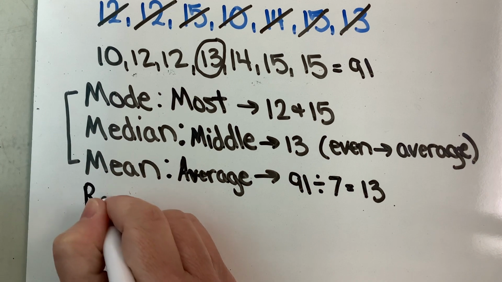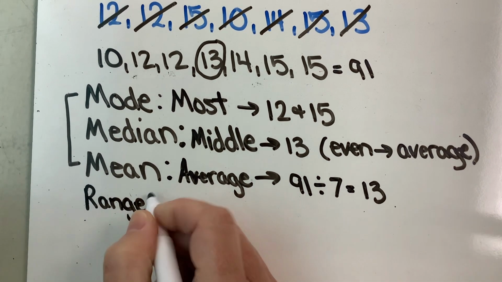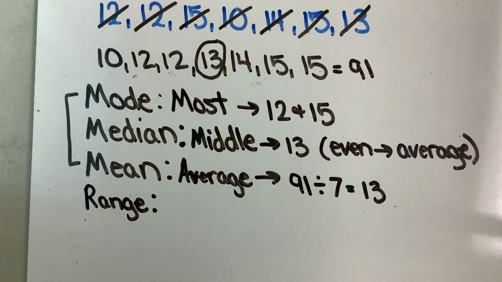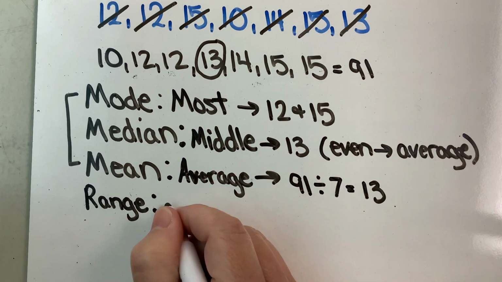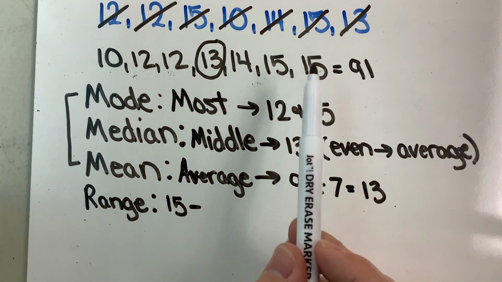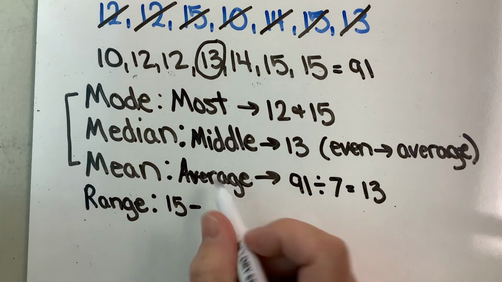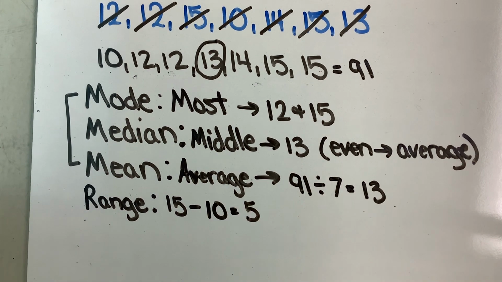The range just tells us how far the spread is. So you take your largest number, which is 15, and you take the difference between the biggest and the smallest number, which is 10, and that leaves us with a range of 5. Those are measures of center.